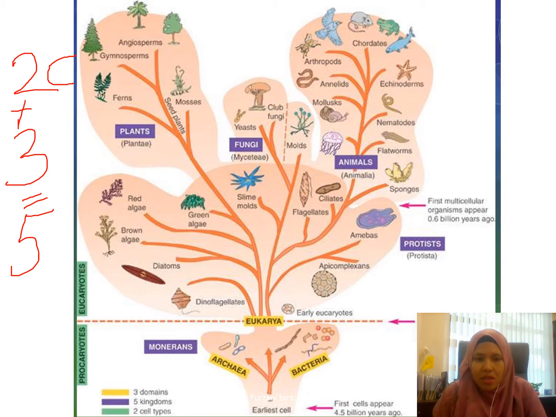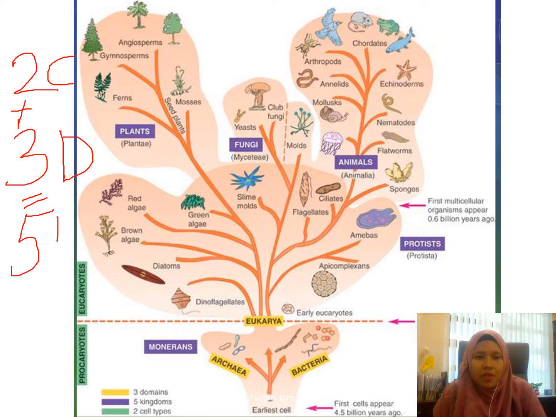What are the cell types? The one in green color: prokaryotes and eukaryotes. This is the biggest group that we can see in this diagram. Then 3 is D. What does D mean? It's 3 domains, the one in yellow color. We have 3 domains: archaea, bacteria, and eukarya. From here we know that the domain archaea and the domain bacteria are the prokaryotes, and the domain eukarya, from the name itself, are the eukaryotes.